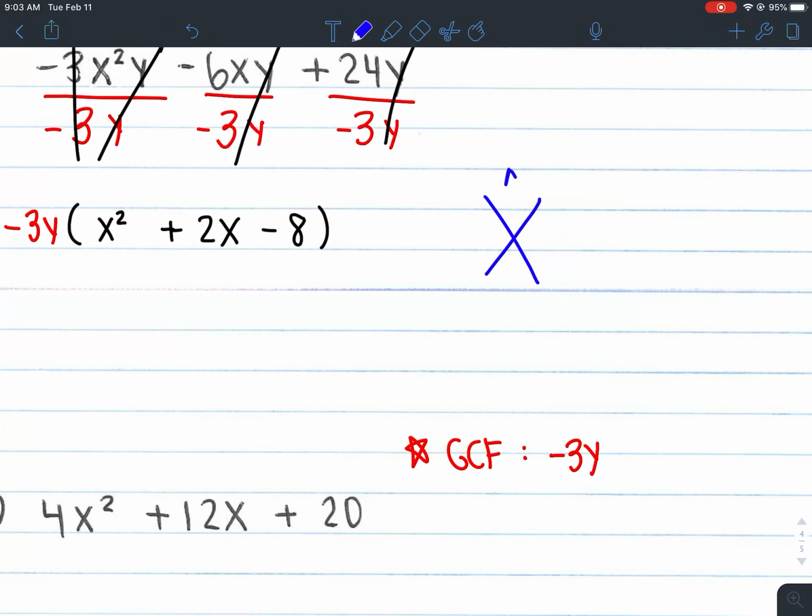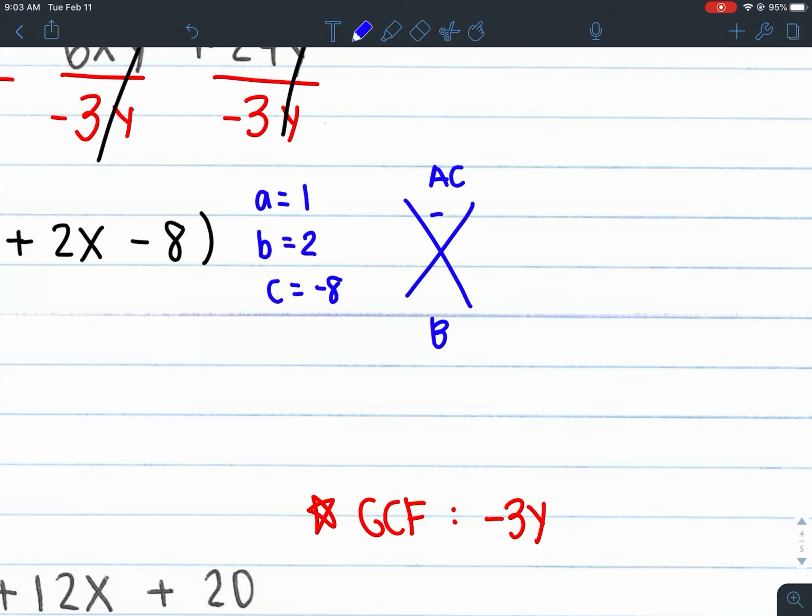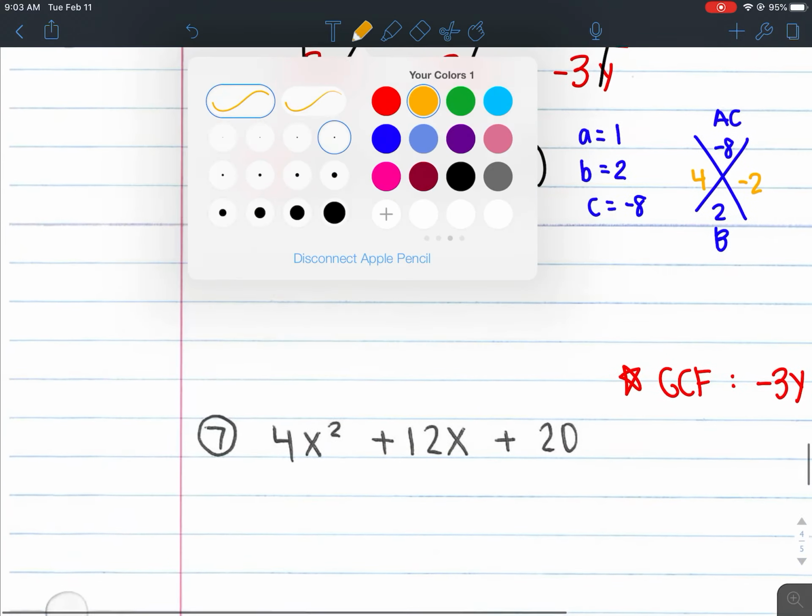So, AC and B. Identify our A, B, and C first before we do anything. A is 1, B is 2, C is negative 8. A times C is going to be negative 8, and B is positive 2. We're looking for two numbers that multiply to -8 but add to 2. And that's going to be 4 and -2.